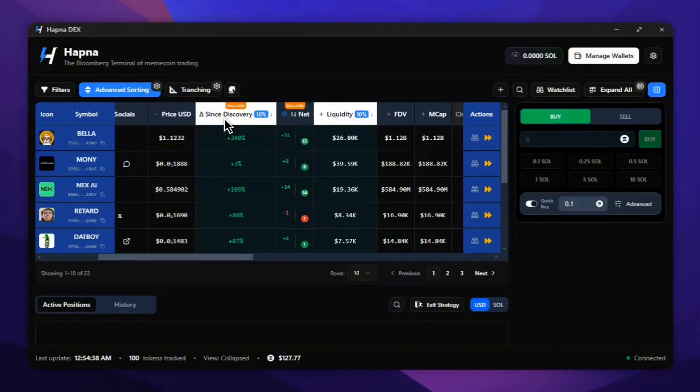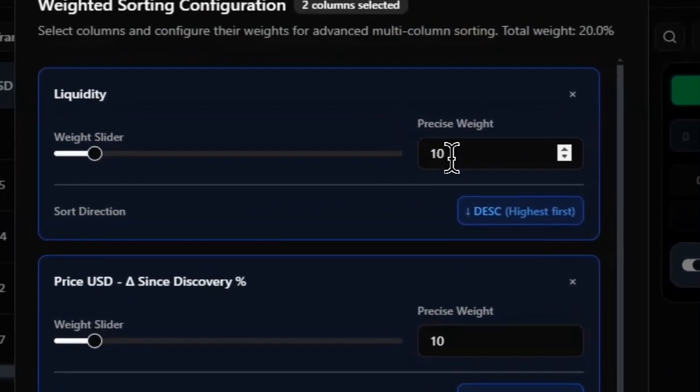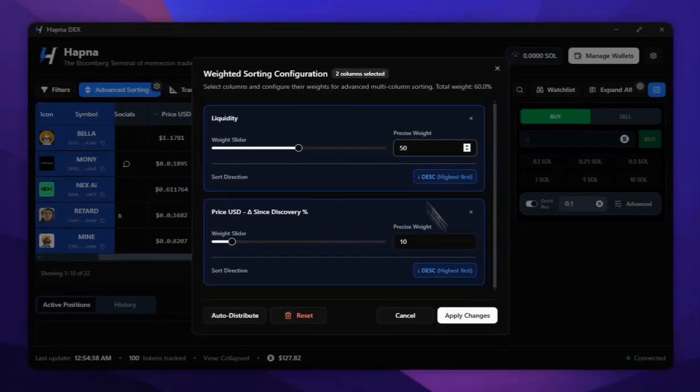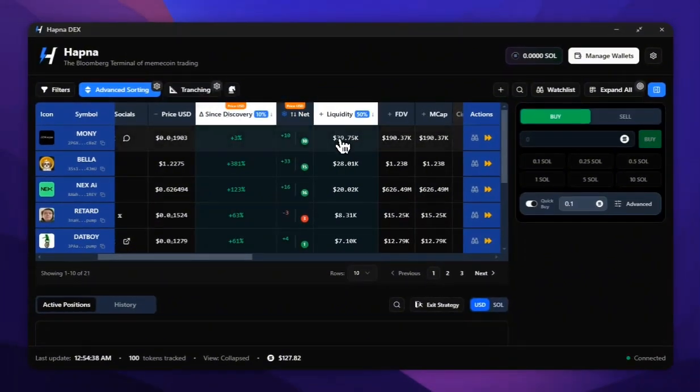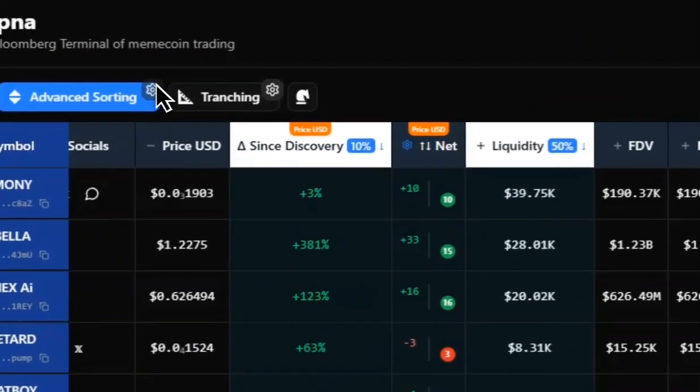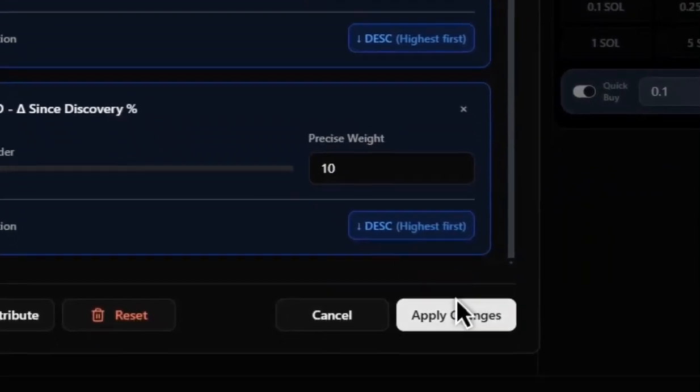All the data that you see here goes through a very rigorous mathematical normalization, so all the values make sense when they are compared to each other. You can play with the weights. Let's say, for example, I care more about the liquidity. I can come here and set the liquidity to 50%, and I can keep the delta since discovery for the price at 10. And what's going to happen? Let me see here. You see here the liquidity became more important, which impacted the delta since discovery. If I reset this again to 10%, you will see a totally different result because both columns have equal weights.